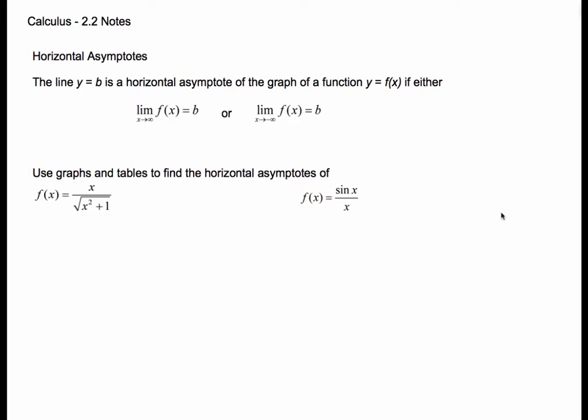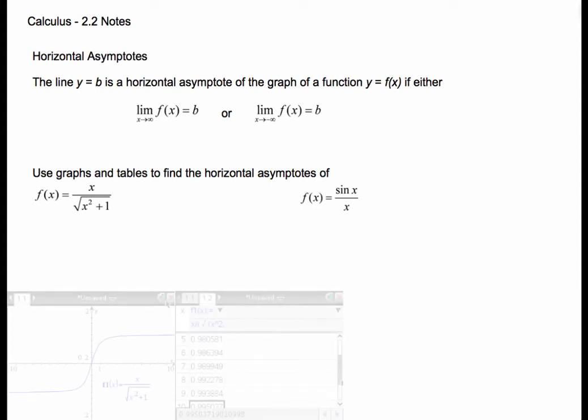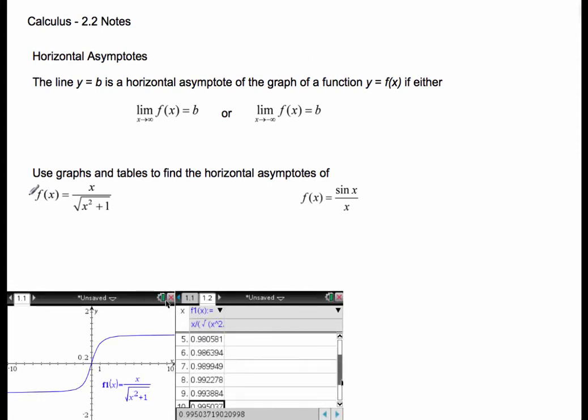So what we're going to do is use graphs and tables to find the horizontal asymptotes of the following two questions. I'm going to minimize the notes just a little bit so that we can see the graphs here, and I'll show you a graph and table for each one. First off is x over the square root of x squared plus 1. We're going to look at this one first, and basically, we want to know about the horizontal asymptote of this function.